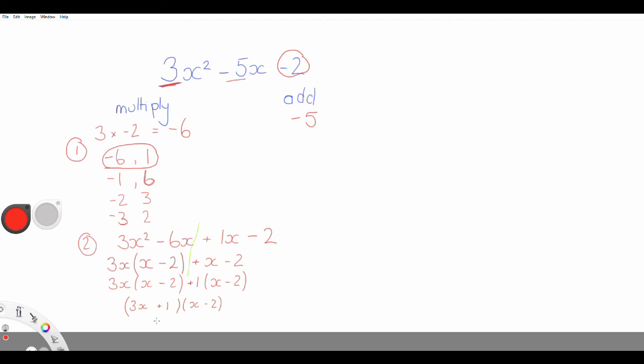Very similar to how we previously did it, but remembering that in step 1 you have a minor change, where you have to multiply the coefficient of the x squared term by the term without an x together, so you can determine how to split that x term.